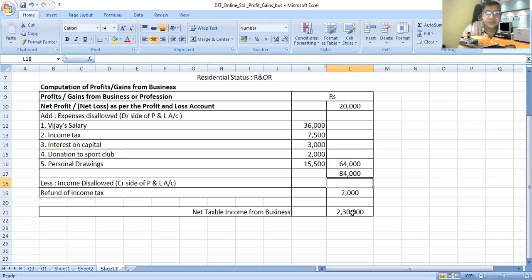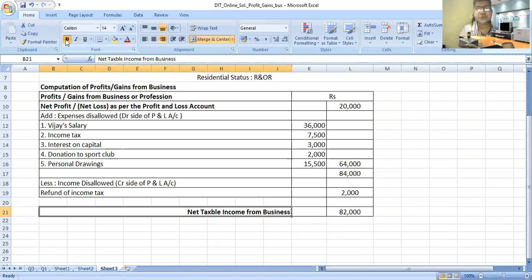Then after that, we have to find the net taxable income. So 84,000 minus 2,000. The rest of the value is 82,000. So it is considered as the net taxable income from business.